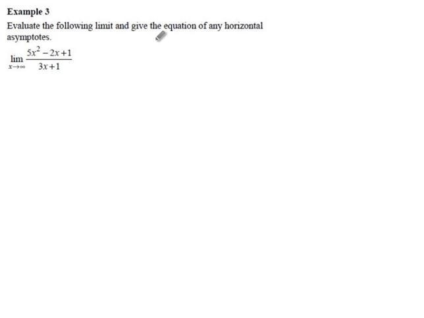This is a trick question. Let's get that out of the way right now. But having said that, let's pretend we haven't noticed and walk right into it. Evaluate the following limit, they say. And so we have 5x squared, I'm just recopying for now, minus 2x plus 1 over 3x plus 1.